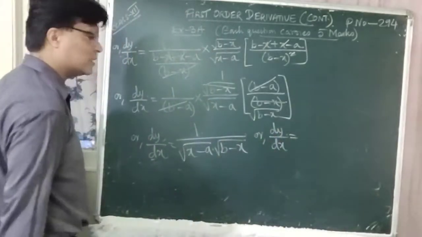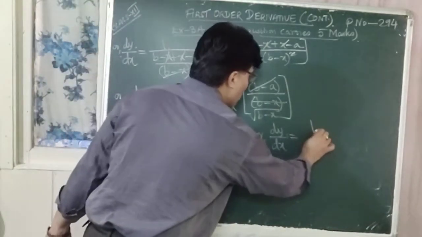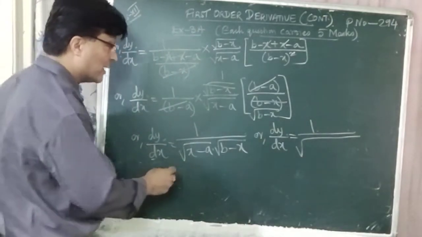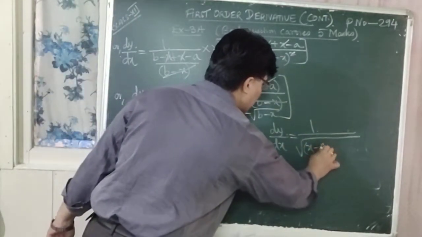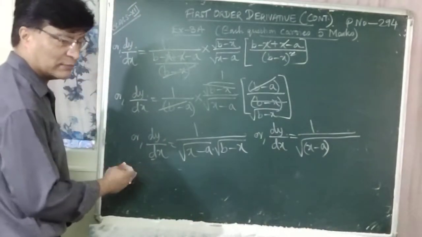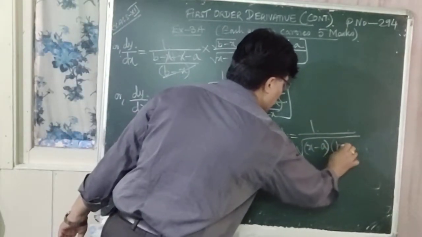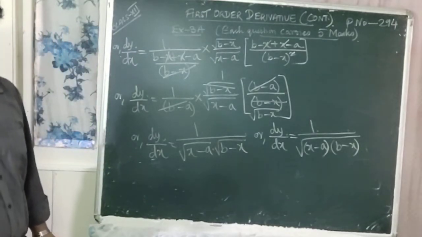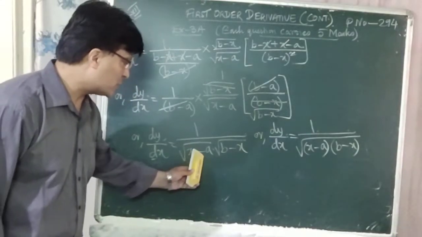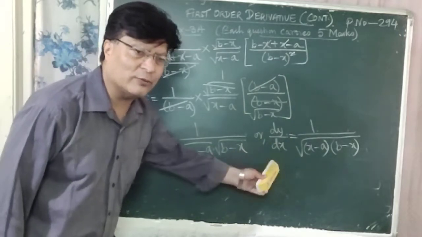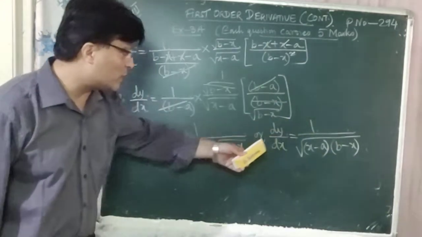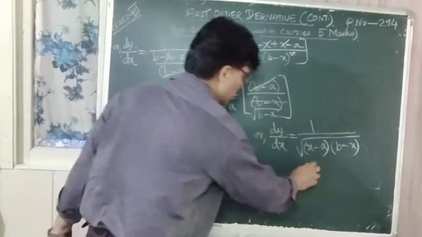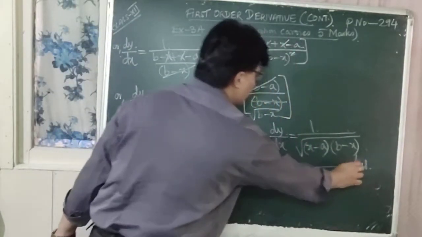So dy by dx is equal to 1 upon, it is root over, what can you write? It is x minus a into b minus x. It is just like your root over a into root over b is root over ab. So likewise, root over x minus a into root over b minus x, you can write within a square root. So within a square root, we have here x minus a into b minus x. So that is your answer. So this is the value for dy by dx.